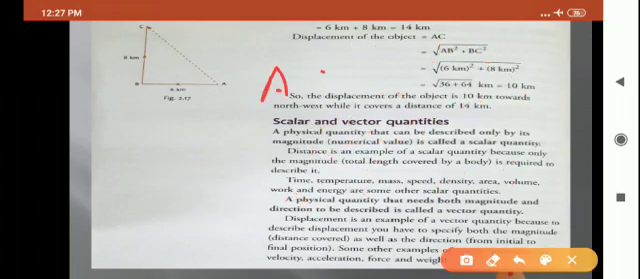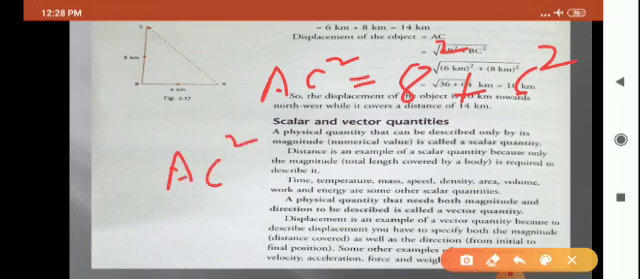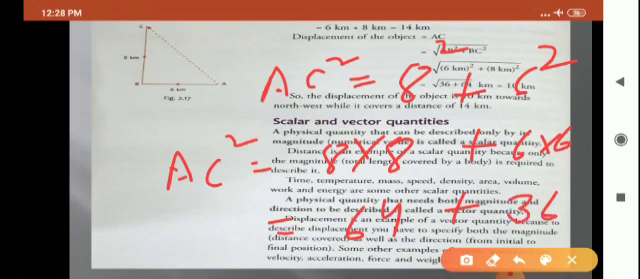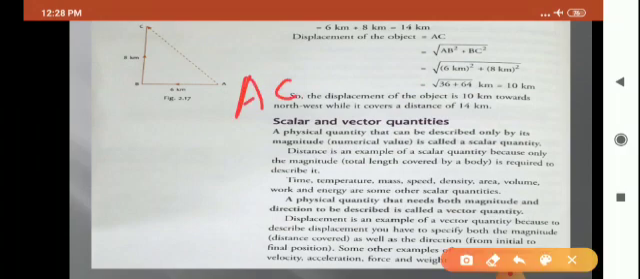That is, AC square is equal to the value of perpendicular, 8 square, plus the value of base, 6 square. Now AC square is equal to 8 square, meaning 8 into 8, plus 6 square, meaning 6 into 6. Now what is 8 into 8? 64, and 6 into 6 is 36. So AC square is equal to 64 plus 36. Now what is 64 plus 36?